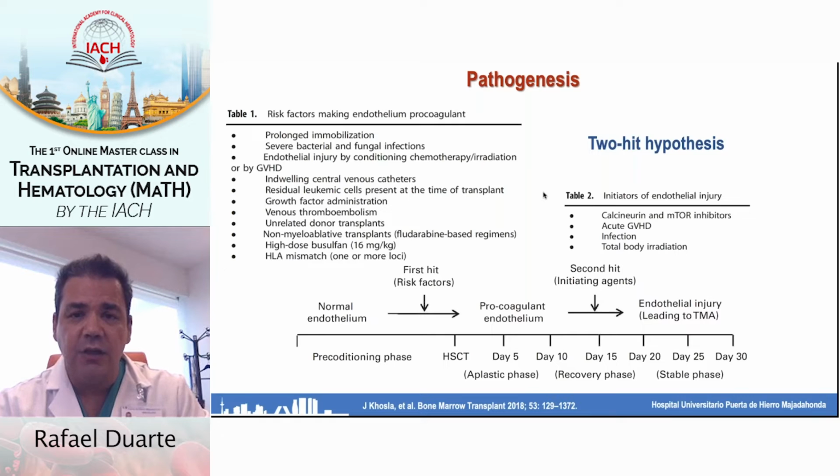And over this initial hit, a second hit initiating agents comes from the likes of calcineurin and mTOR inhibitors, tacrolimus, cyclosporin, rapamycin, acute graft-versus-host disease, infection, total body irradiation. So this is important in the sense that management of this complication, one of the first steps would be reducing these factors and reducing calcineurin inhibitors, for instance, or treating effectively acute infections and acute GVHD that might be leading to this complication.